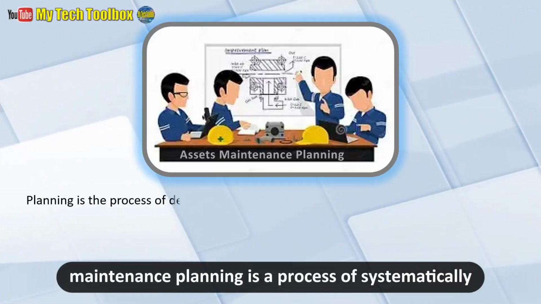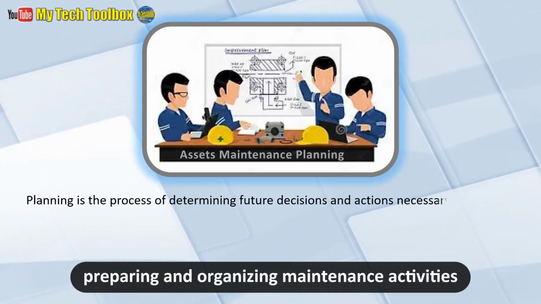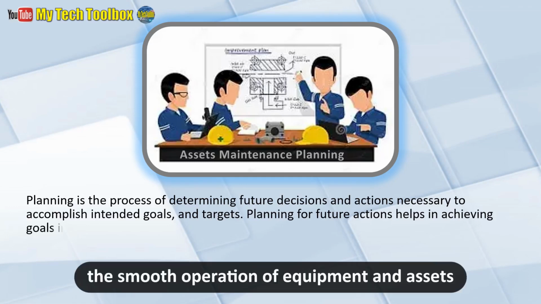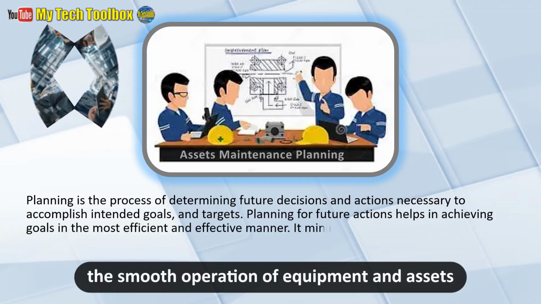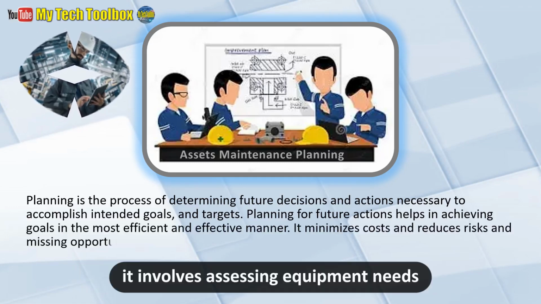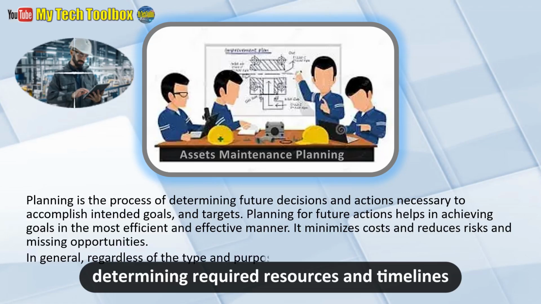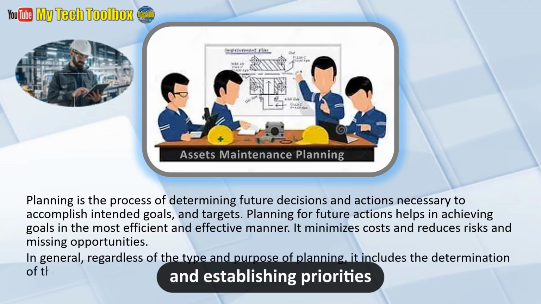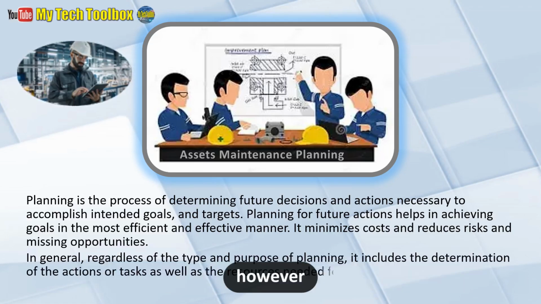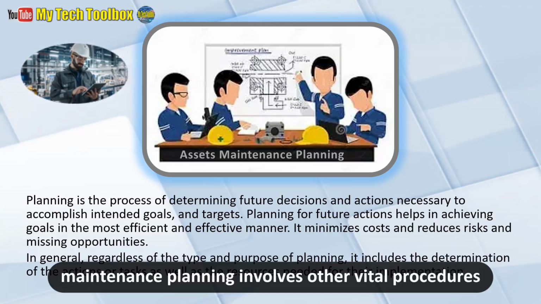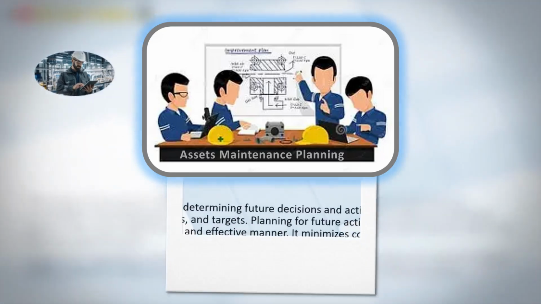Assets maintenance planning is a process of systematically preparing and organizing maintenance activities in a way that ensures the smooth operation of equipment and assets. It involves assessing equipment needs, identifying maintenance tasks, determining required resources and timelines, and establishing priorities. However, maintenance planning involves other vital procedures which we will discuss later.